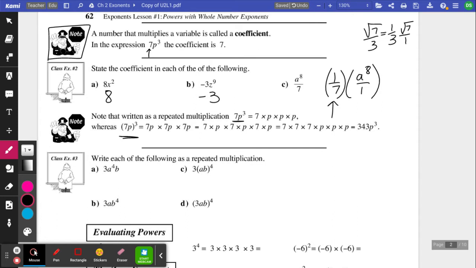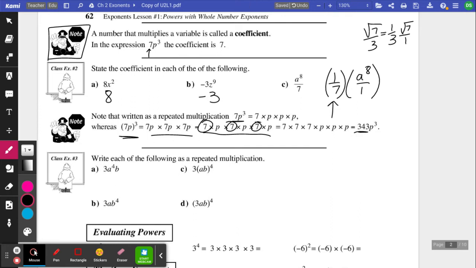Levi, you with me? When there's no parentheses, then the 3 only applies to the p, which means we have those. Then we could say, okay, this means 7 times, oh, so you mean I can multiply all those 7s together? Yes, you can.